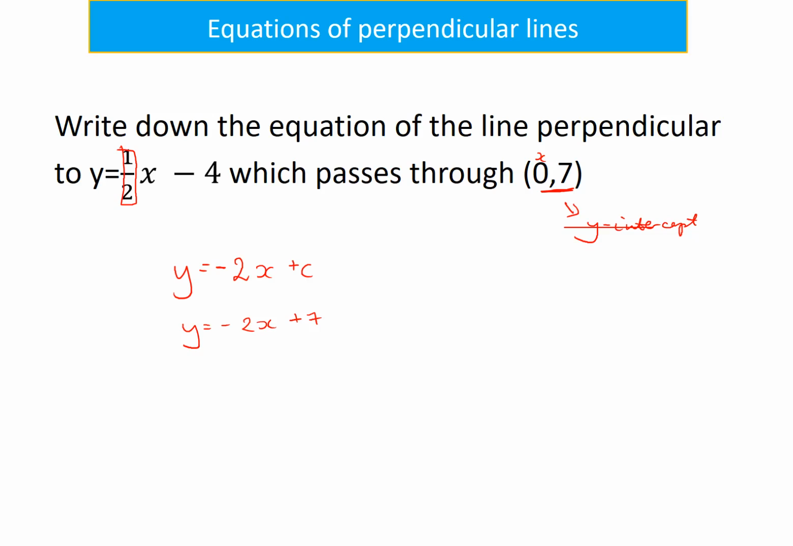I could use substitution. I know the value of y is 7. So if I substitute it, I'll have 7 equals minus 2 times 0 plus c, so that means that the value of c is 7. I can substitute it back into the equation. It's important you know how to substitute, because sometimes the point is not on the y-axis, so you need to work it out through substitution.